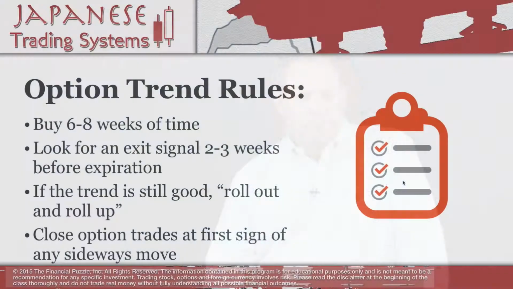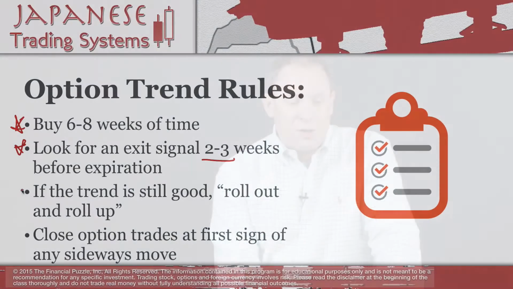So here are the rules I want to give you. You're probably going to need to tweak this a little bit on your own, but here are my general rules. Buy 6 to 8 weeks worth of time in your option, and basically every 2 or 3 weeks you're going to be making an adjustment of some sort. Look for an exit signal 2 to 3 weeks before expiration. So if you buy 8 weeks worth of time, you've got 4 or 5 weeks to see how this trade plays out, and then you start looking for an exit signal and make some adjustments.